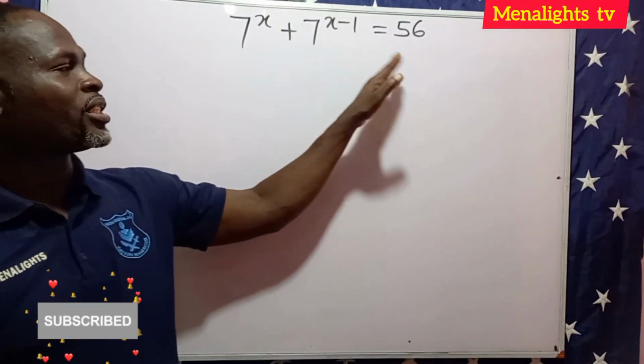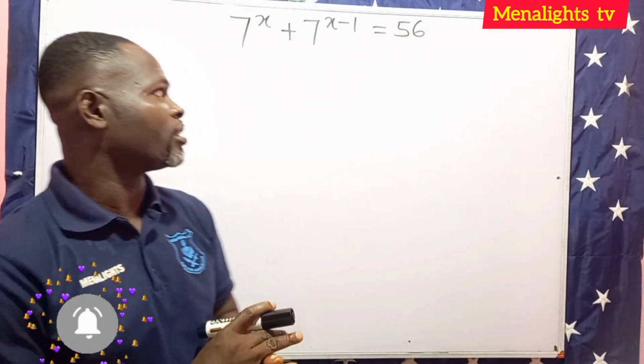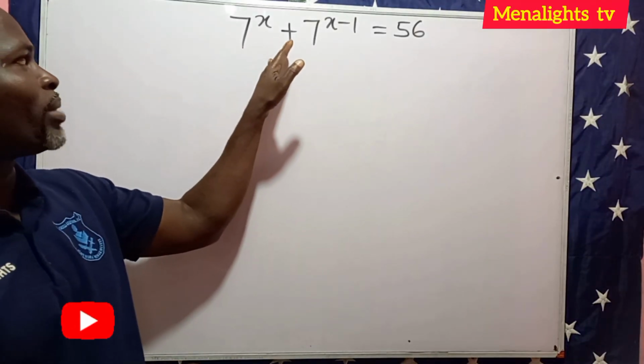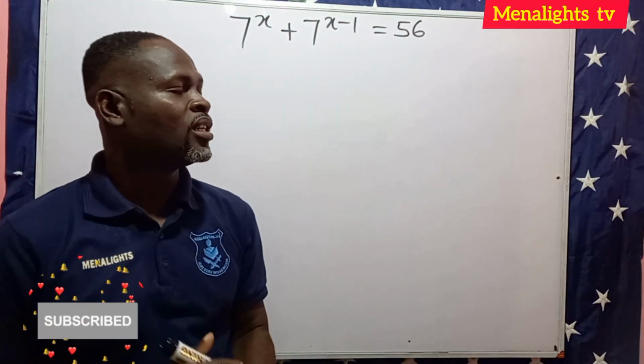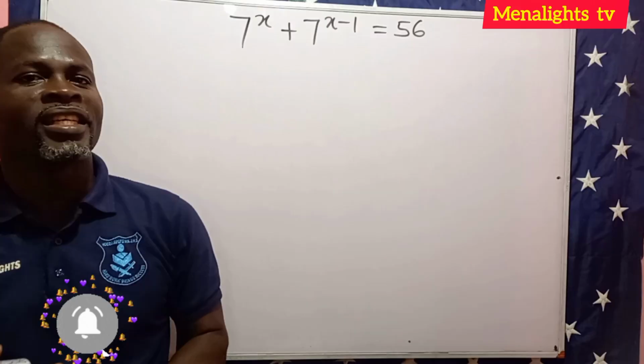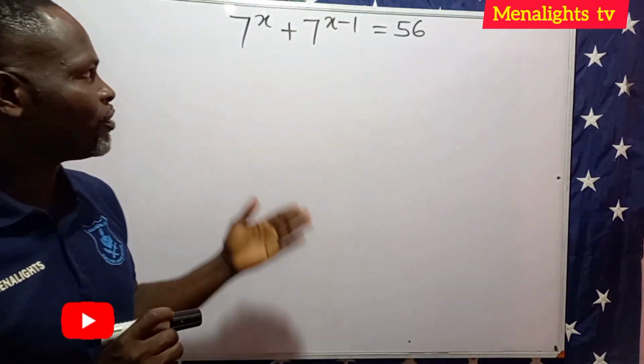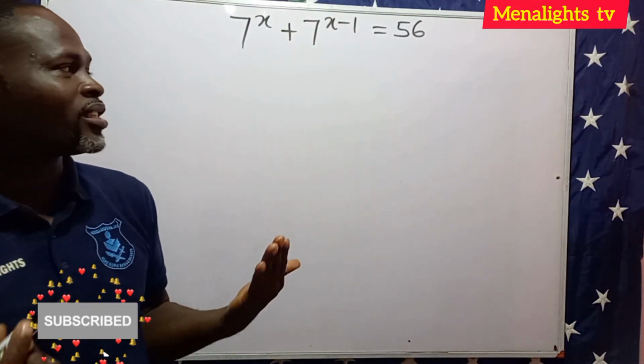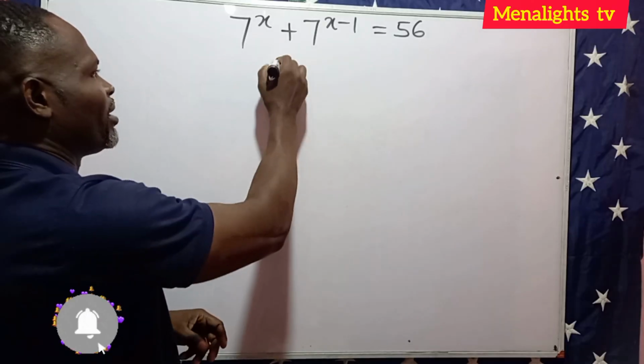This time around, this is the question that we have, and let's see how best we can solve this. So we have 7 exponent x plus 7 exponent x minus 1, which is equal to 56. We have to find the value of x. So what is the value of x? So we have our solution.